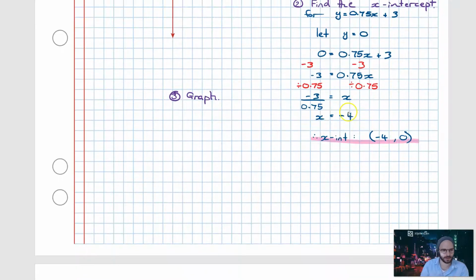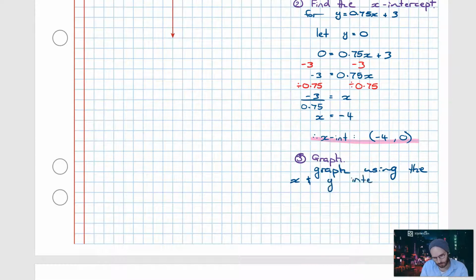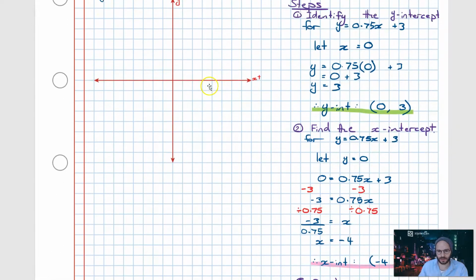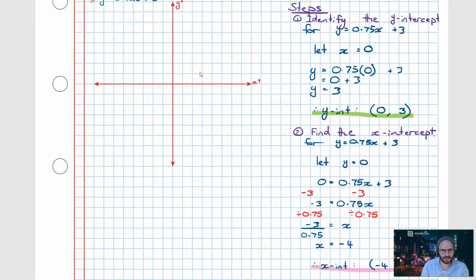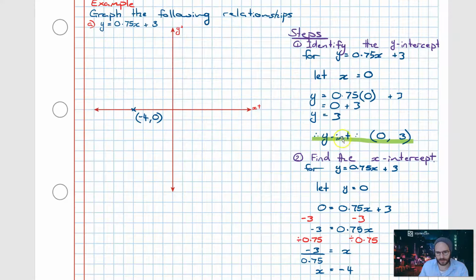Now the final step in the process is we simply need to graph the relationship that we've just found, using the x and y intercepts. The x-intercept in this case is at -4 and 0. So we identify on our x-axis, we go -1, -2, -3, -4. So it's going to cut over here. And we go -4 and 0, like so. And then our y-intercept, this green guy over here, is at 0, 3. So we go 0, 1, 2, 3. So it's going to cut here.